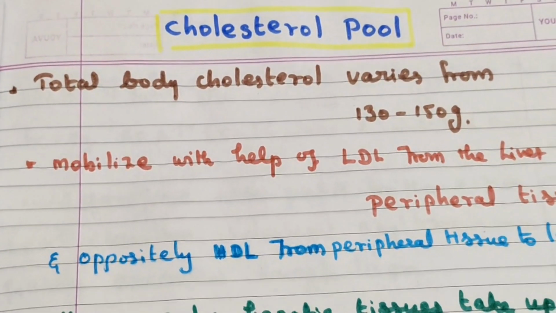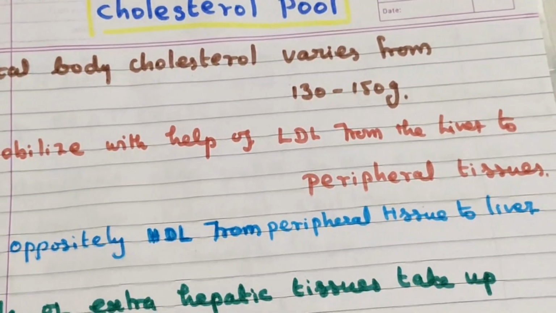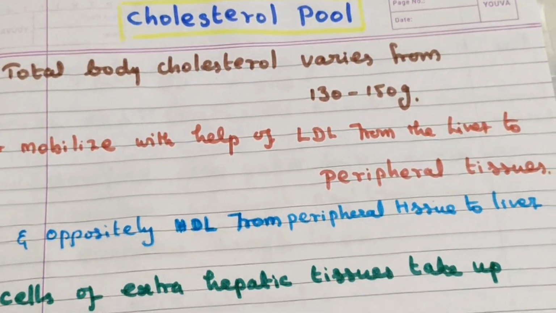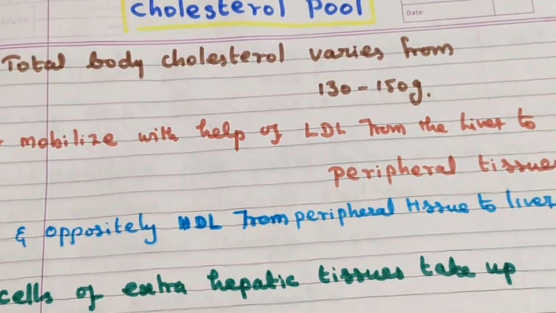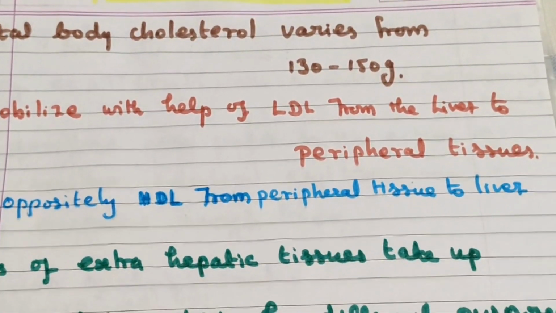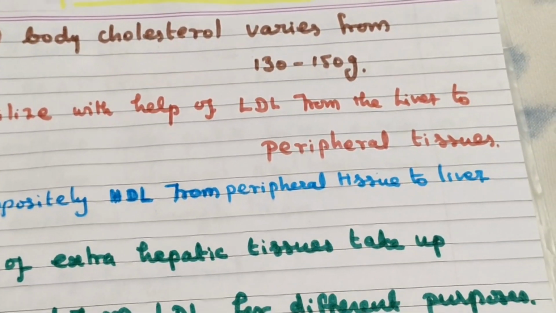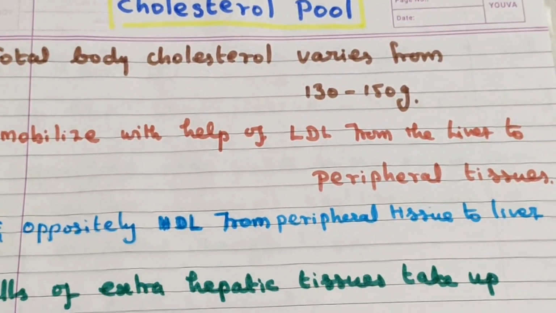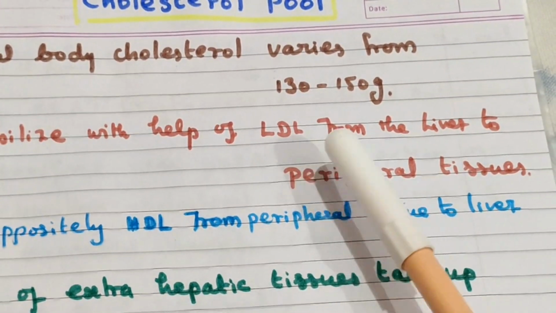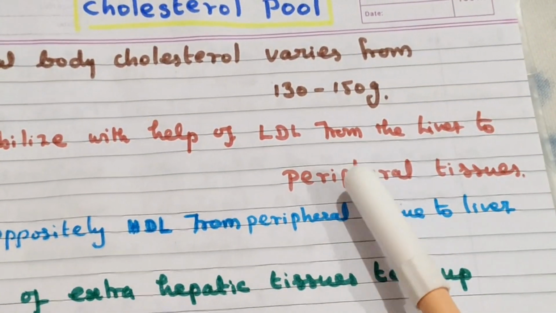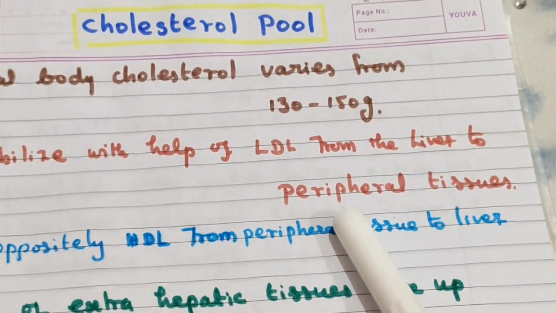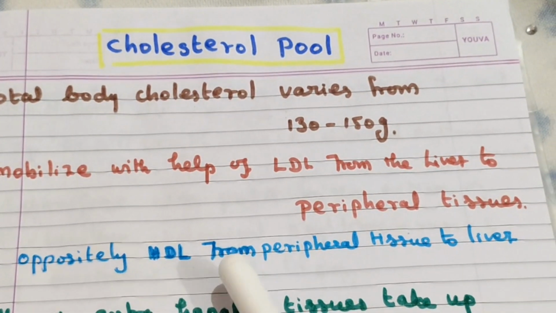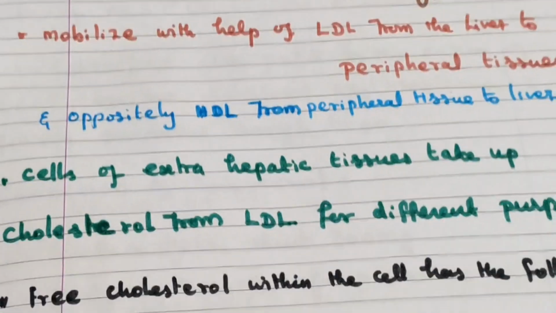That will be mobilized with the help of LDL from the liver to peripheral tissue, and oppositely, HDL, high density lipoprotein, from peripheral tissue to the liver. So this cholesterol is mobilized with the help of low density lipoprotein from where to where? From liver to peripheral tissue. In the case of HDL, from peripheral tissue to liver.